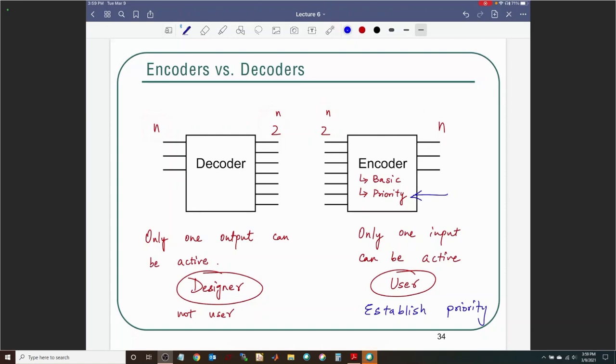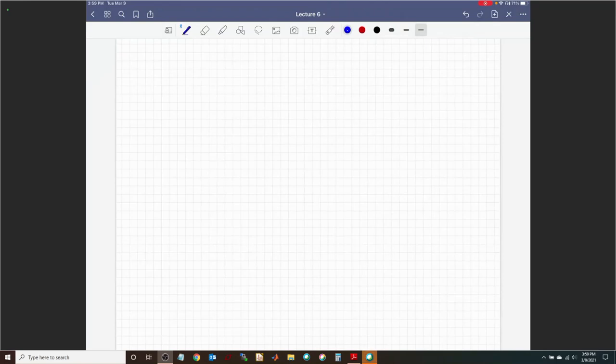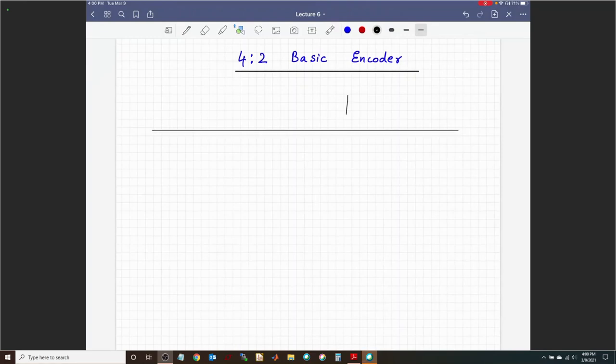Let's talk about the basic encoder the same way as we did with the 2 to 4 decoder. We'll start off with the 4 to 2 basic encoder. Another table. All combinational logic has to have truth tables. That's what identifies them, differentiates them.